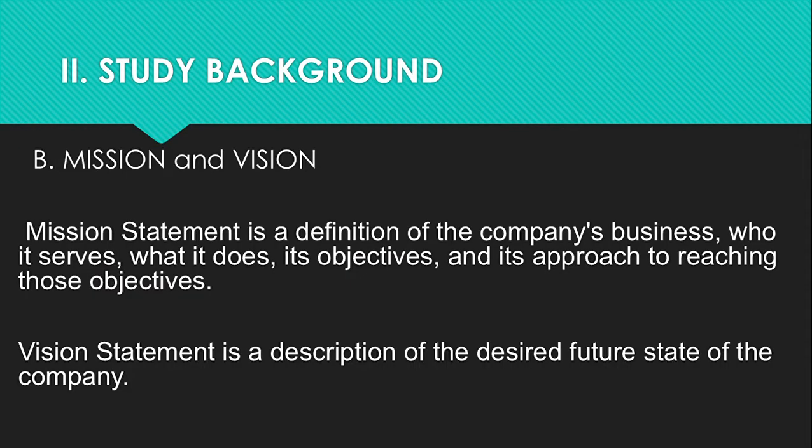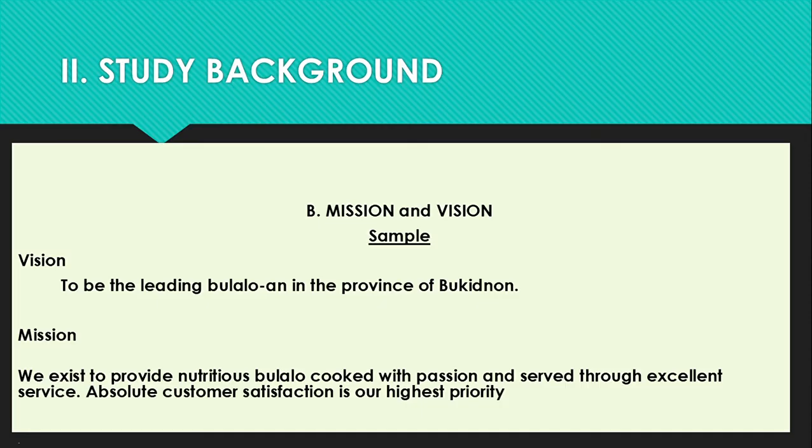So now we go to the letter B of our study background, which is the mission and vision. Okay, so the mission, we shall know these terms. The mission statement is a definition of the company's business, who it serves, what it does, its objectives, and its approach to reaching those objectives. So that is the mission. Okay, so the vision statement is a description of the desired future state of the company or the product. Okay, so I have here an example.